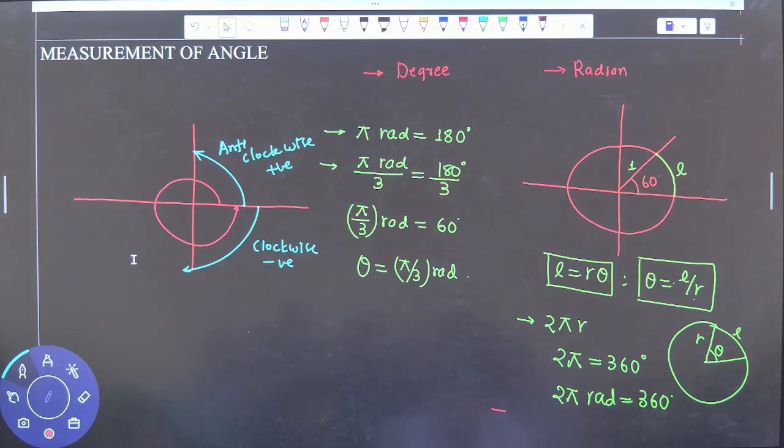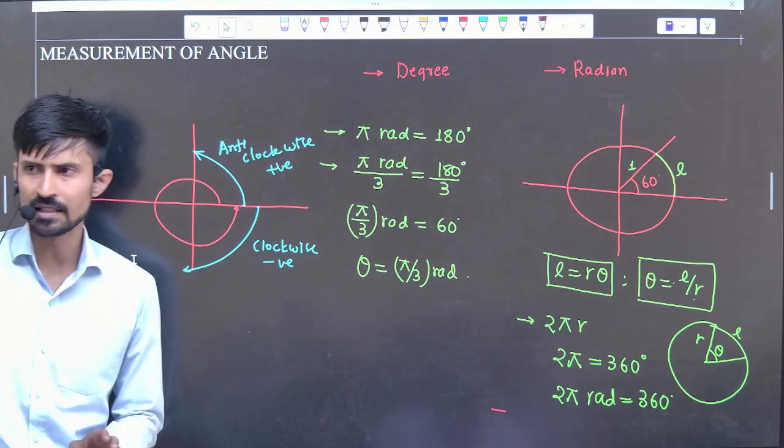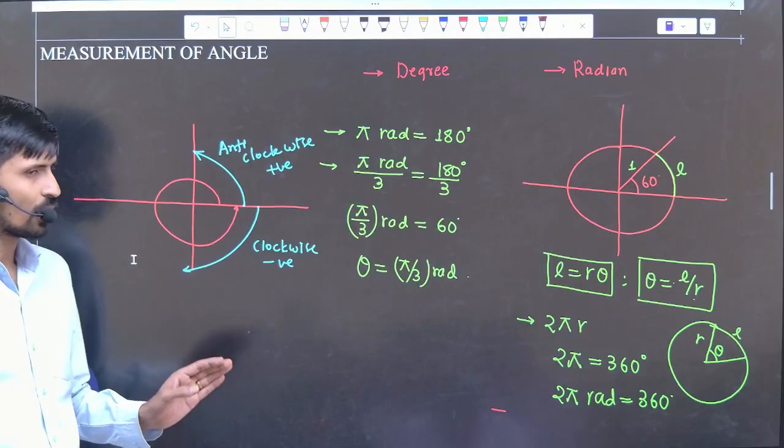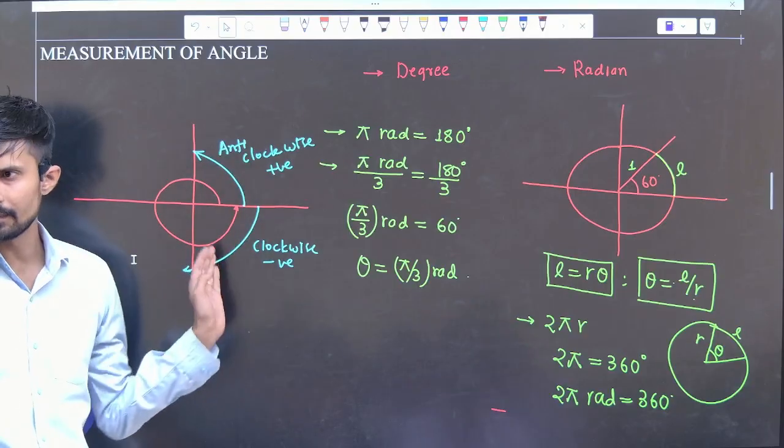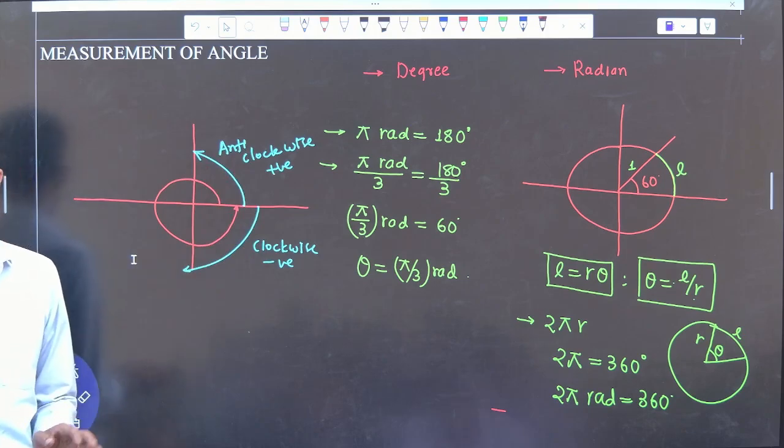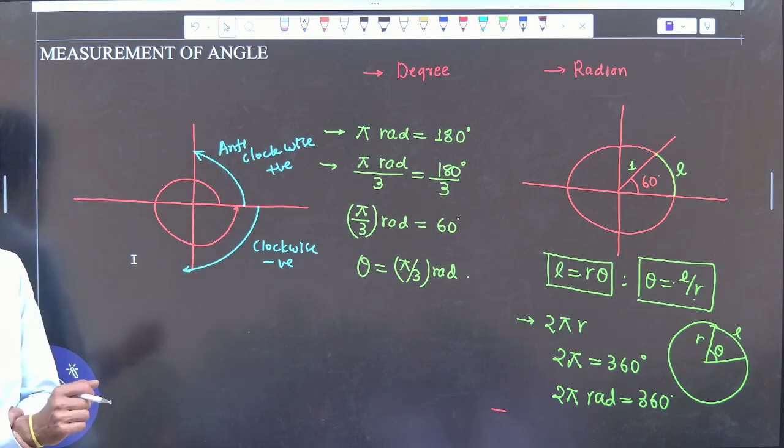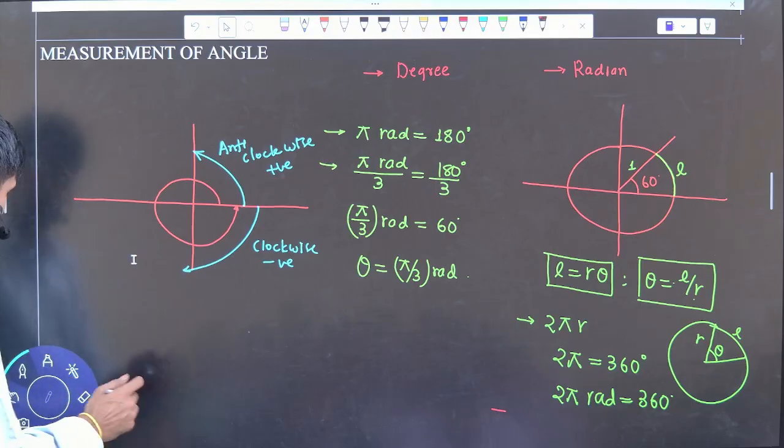Okay, so here one thing we have to remember is angle we can measure in degree, angle we can measure in radian, and also this positive direction and negative direction for angle.